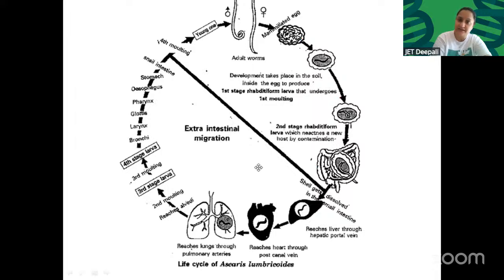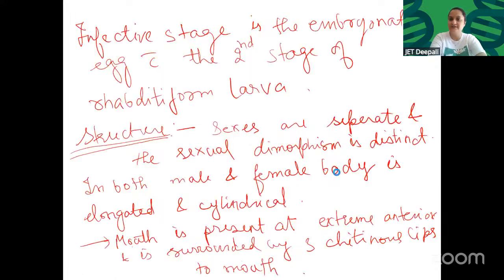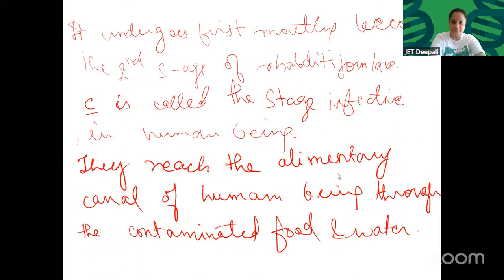This is the extraintestinal migration, means this part is outside the intestine. This part is inside the intestine, and these three stages are in the soil. Clear? So this is about the life cycle of Ascaris lumbricoides. You need to draw the diagram of Ascaris as well, male and female Ascaris.